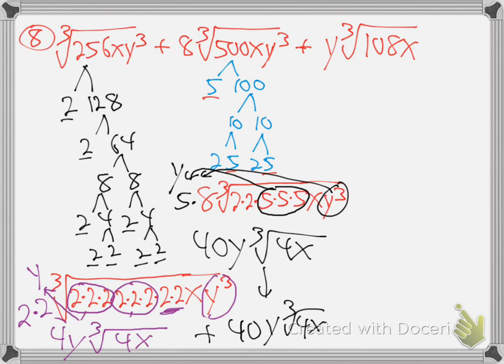Good. The 8 was already out there. And then the 3 5's in sent a 5 out. 5 times 8 is 40. 3 y's in sent 1 out. It's a 3 for 1 deal.